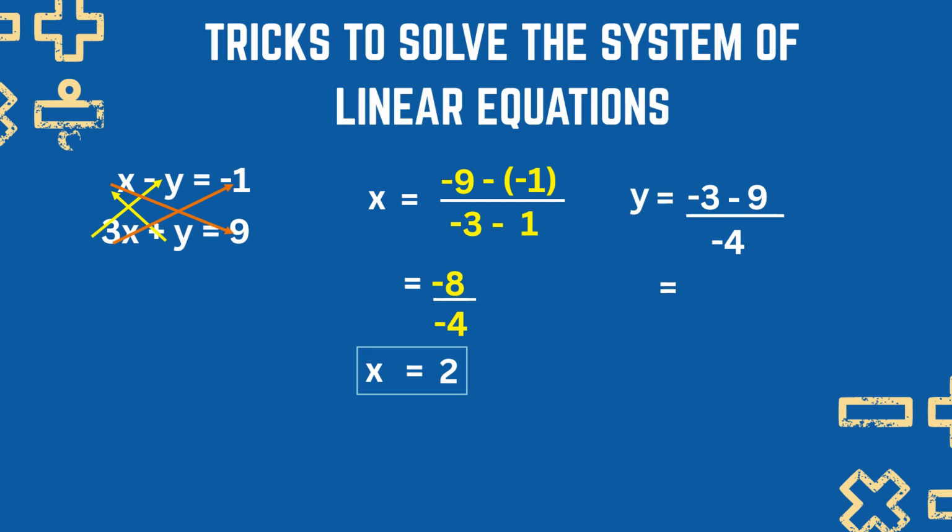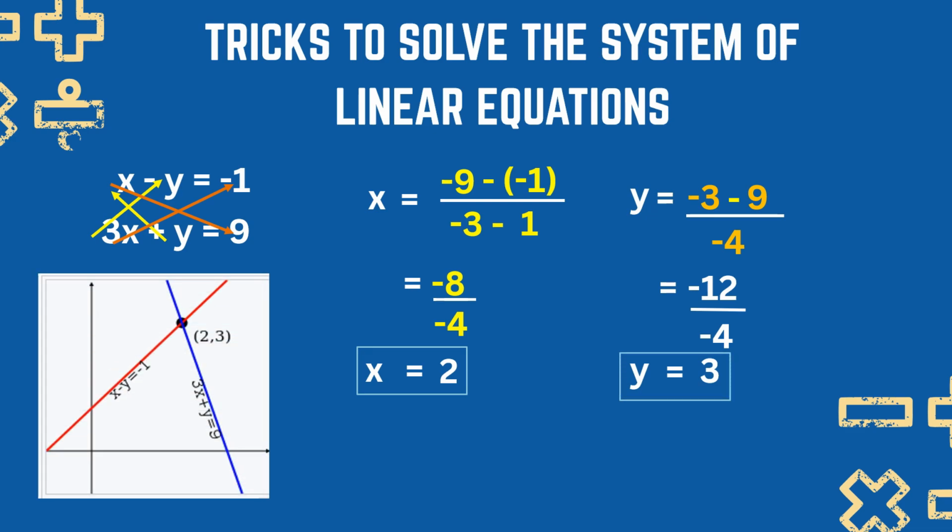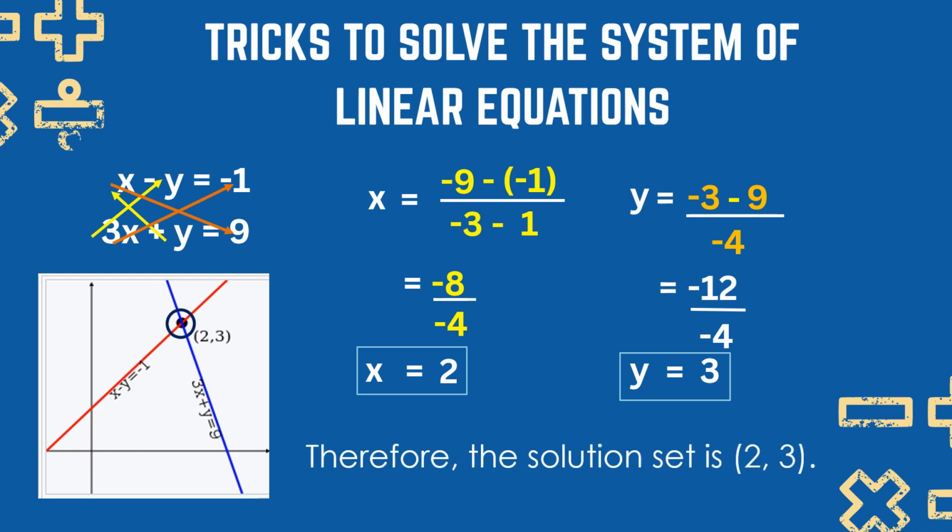So let's further simplify. Negative 3 minus 9, this is equal to negative 12. Then just copy negative 4. Then let's divide. So to get y, negative 12 divided by negative 4, y is equal to positive 3. As you can see in our graph a while ago, the point of intersection is at 2 and 3. Therefore, the solution set is 2 and 3. 2 for x and 3 for y.